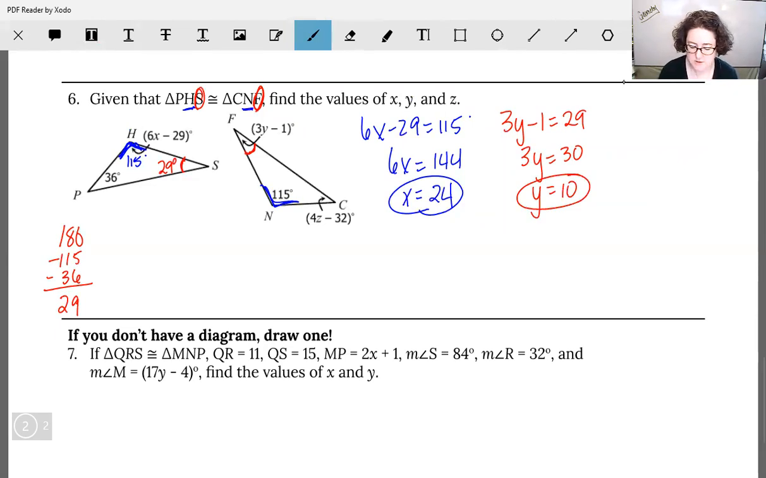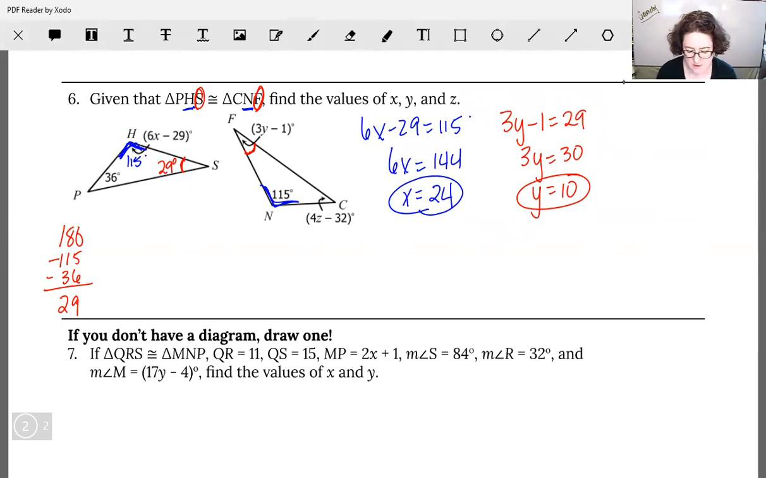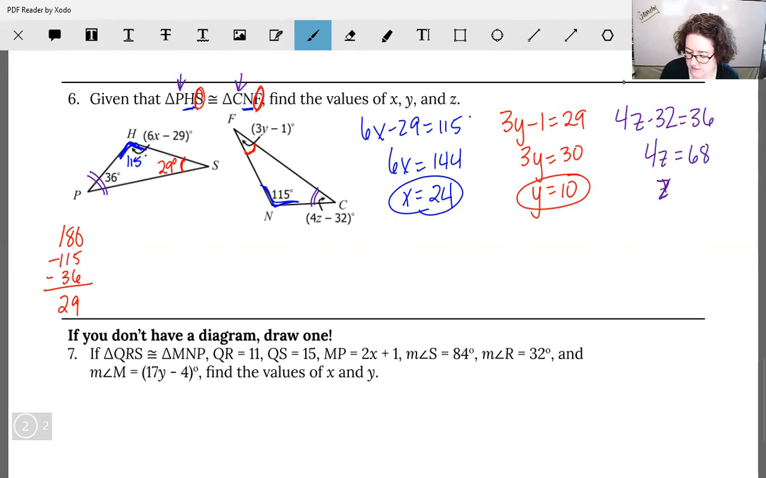So now let's do our last one, our z expression. So z, that's sitting on angle C. Angle C is in the same spot as angle P. So that means those two can be set equal. So 4z minus 32 equals 36. Add 32 to both sides. We're looking at a 68. And divide through, 68 divided by 4. That gives me a 17.